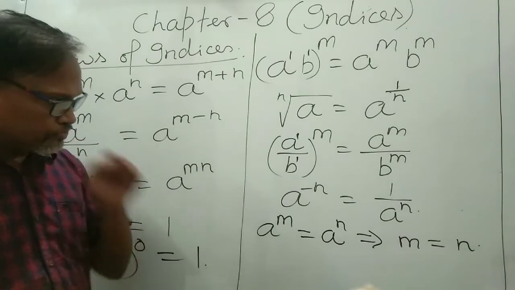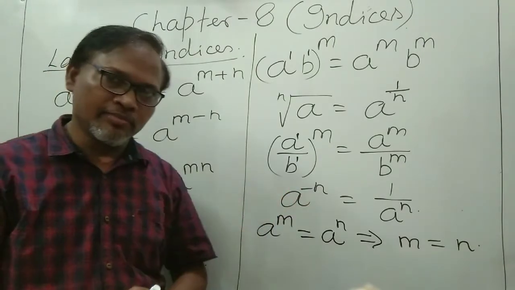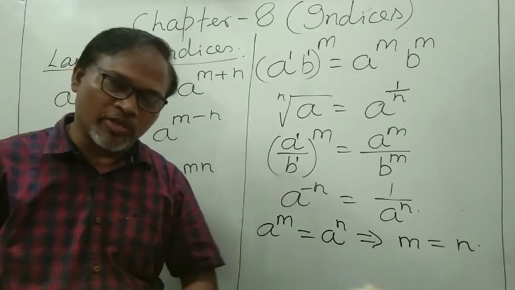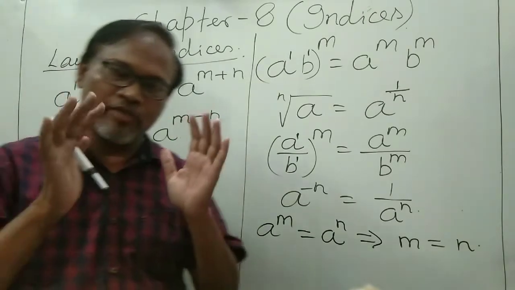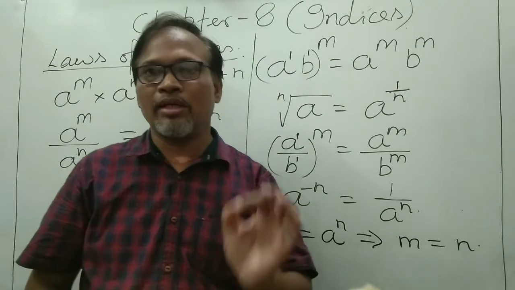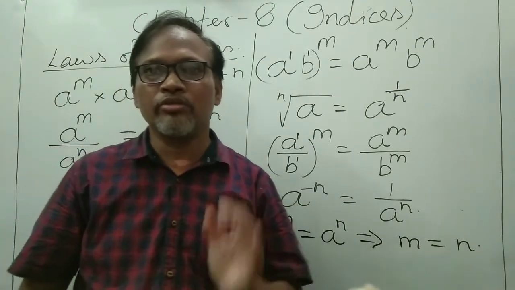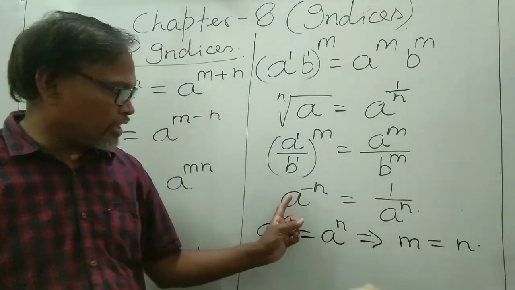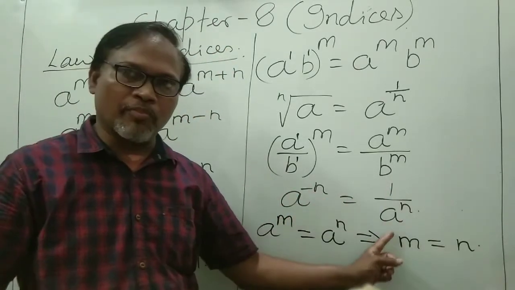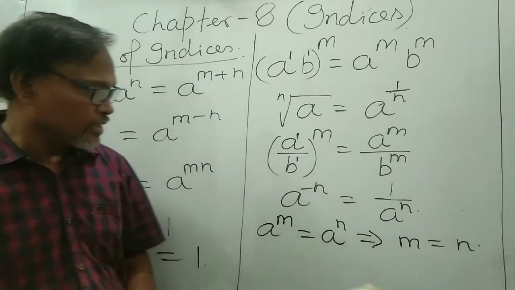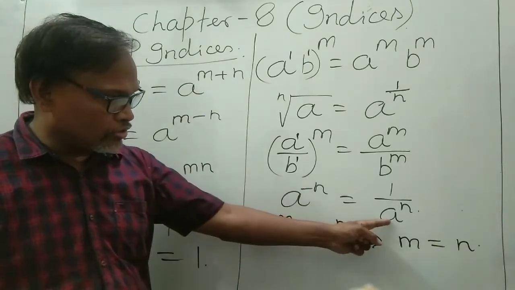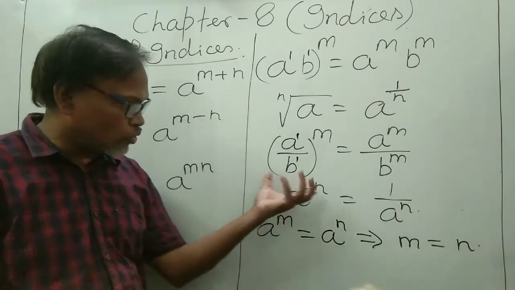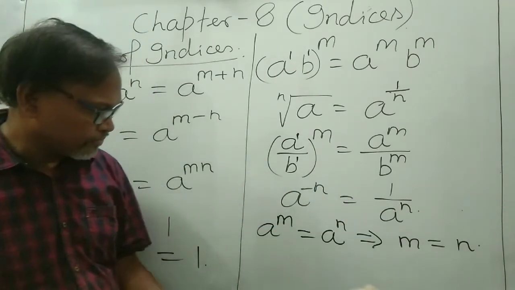Similarly, a to the power minus n. If this is a minus sign and you want to change it into positive, then in every question, if a variable has a negative power, you have to change it into a positive power. So a to the power minus n is equal to 1 upon a to the power n. This will go in the denominator and this minus sign will change into the plus sign, and the whole thing will go in the denominator.